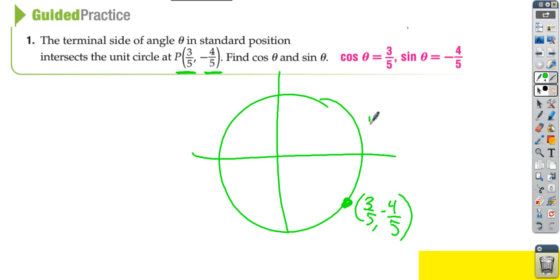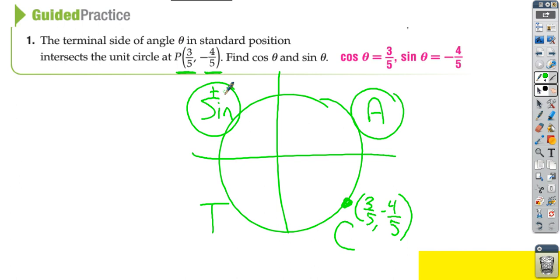And here's the other thing. I think we talked about this acronym before: All Students Take Calculus. What does that mean? It means in quadrant 1, everything is positive. In the Students quadrant, only sine is positive. In the Take quadrant, only tan is positive. And in this quadrant, only cosine is positive.